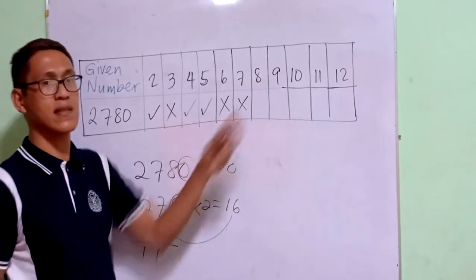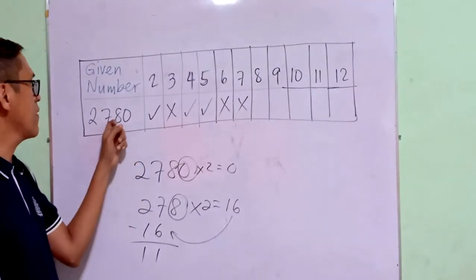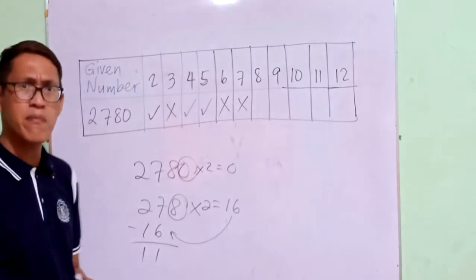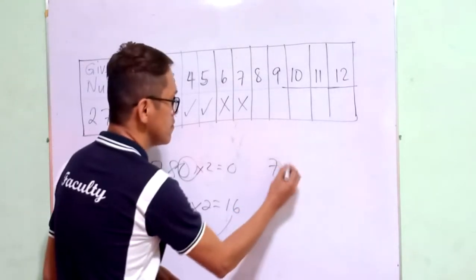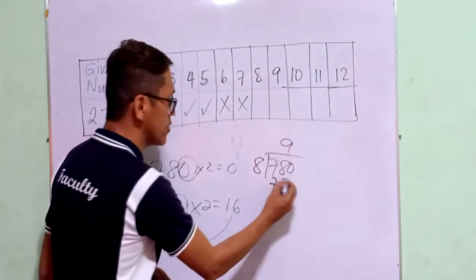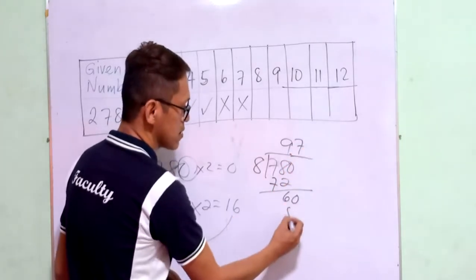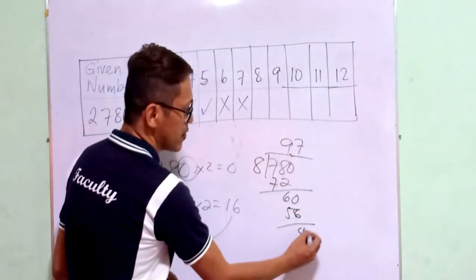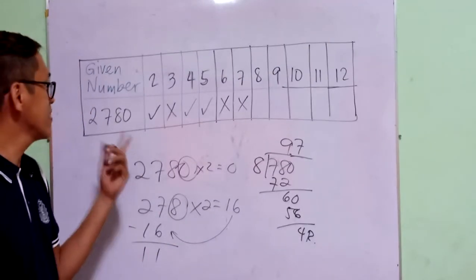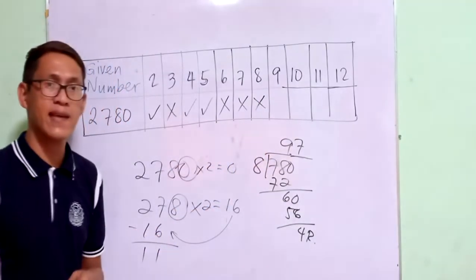What about 8? It's the last 3 digits. What's the last 3 digits here? 780. Can we divide 780 by 8? Is there a remainder? Let's try. 780 divided by 8. That's 9 times 8, 72. That's 60. That's 7, 56. If you can see, there is a remainder of 4. It simply means that this number is not divisible by 8. So we'll put x there.